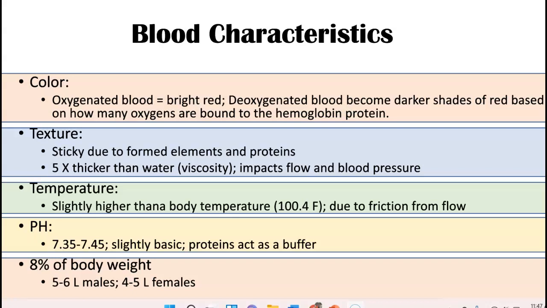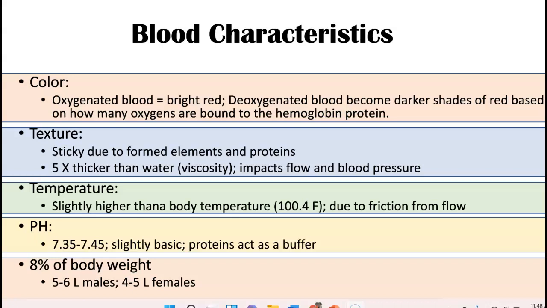pH is slightly alkaline or slightly basic at 7.35 to 7.45, and that's mostly due to the proteins that are in there. The proteins that are in blood are really important because they're going to serve as a buffer to prevent major changes in pH in our bodies. We do not want it to go lower than 7.35. We do not want it to go higher.